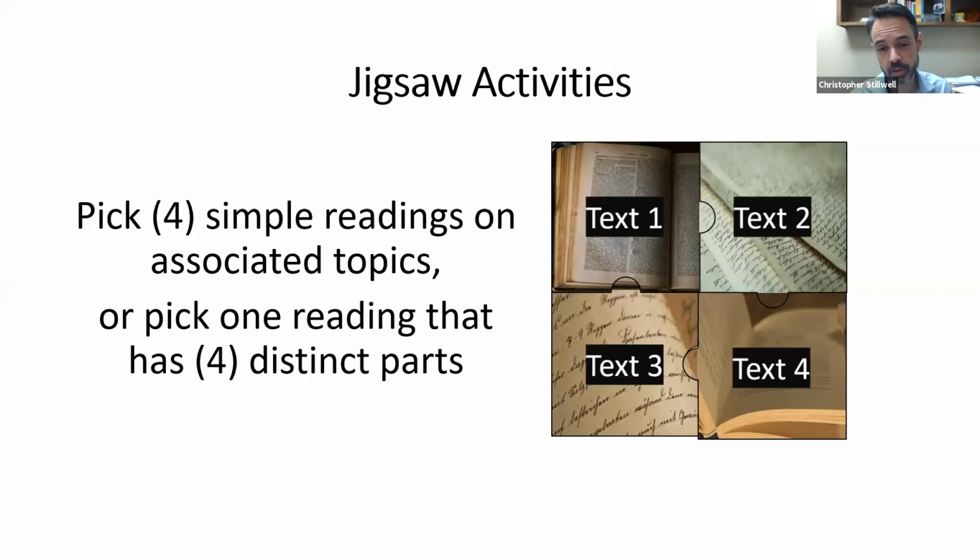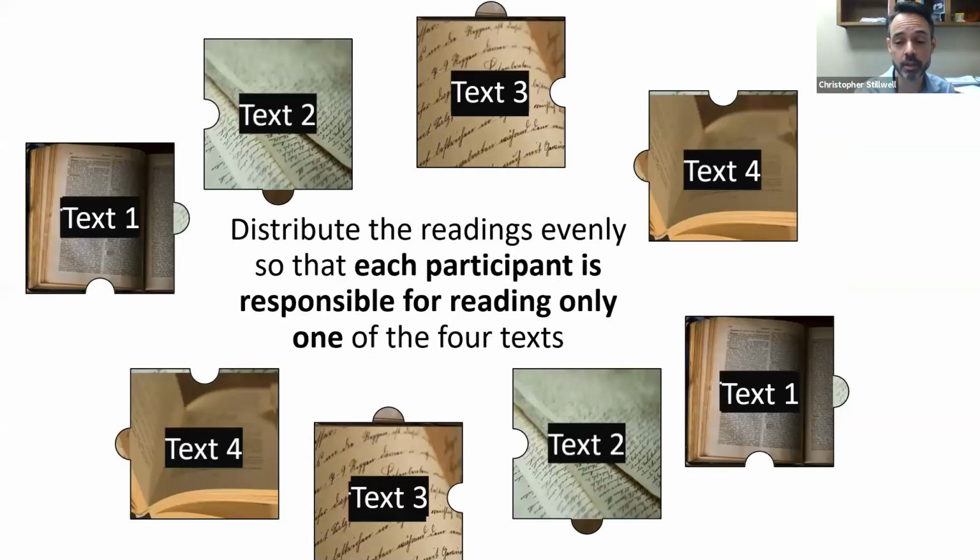So the first step here, you can see, is we could start with a text. We might pick 4 simple readings on associated topics. We might pick 1 reading that has 4 distinct parts. For example, we might pick an article that offers a set of teaching tips that can easily be broken into pieces. Whatever it is, maybe 1 article broken into pieces, maybe 4 short articles, maybe 4 videos on YouTube that different people will watch. It doesn't have to be readings. Whatever it is, the next step is that we distribute these texts evenly so that each participant is responsible for reading only 1 of the 4 texts.